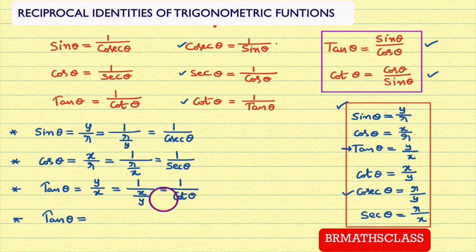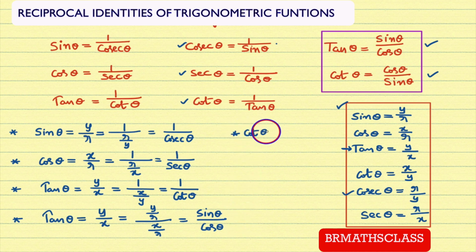Tan theta, as per the definition, is y divided by x. This y divided by x, we can write as y divided by r whole divided by x by r. If r gets cancelled, again you will get y by x only. As per the definition of trigonometric functions, y by r is sin theta and x by r is cos theta. Therefore, tan theta equal to sin theta divided by cos theta.